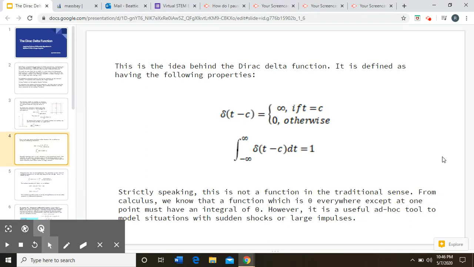It's defined as having the property that at the point c, it's infinite, and it's 0 otherwise. But the area, when you integrate it, is equal to 1. This, strictly speaking, is not a function in the traditional sense. It wouldn't work in calculus because a function that is 0 everywhere except at one point must have an integral of 0. But it is a useful ad hoc tool to model situations with sudden shocks or large impulses.